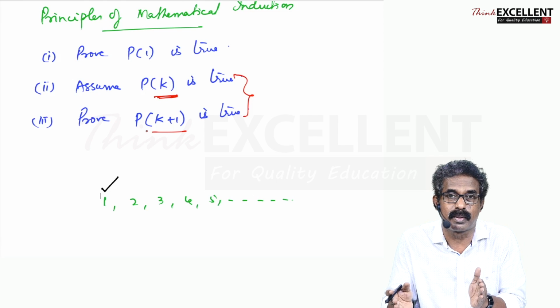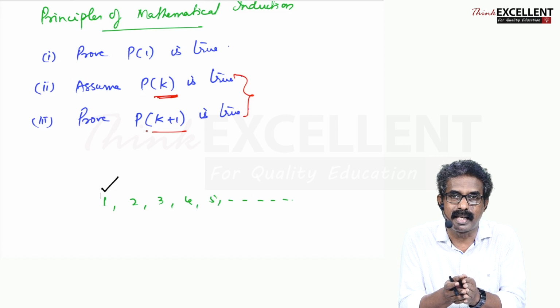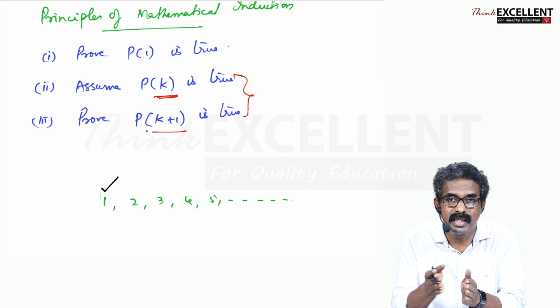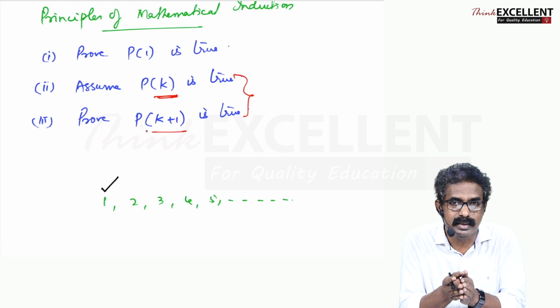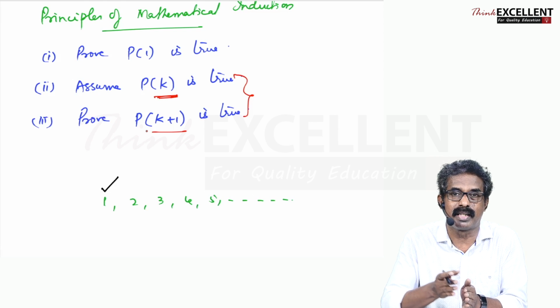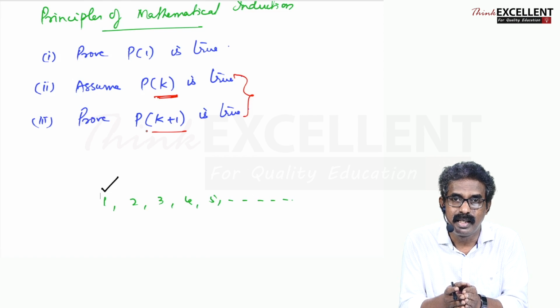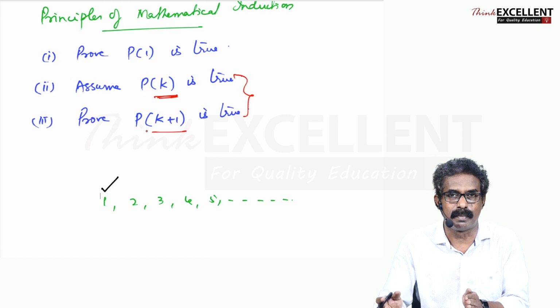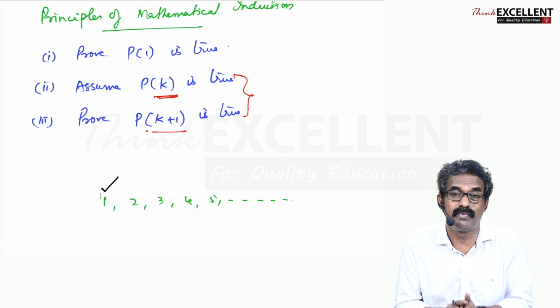k and k plus 1, how they are related? The next term. So k is one term, k plus 1 is the next term. If it is true for k, it is true for k plus 1. Meaning, if it is true for some number, it will be true for the next number. If it is true for a particular number, it will be true for the next number. That is what you have to understand from second and third. If it is true for 20, it will be true for 21.